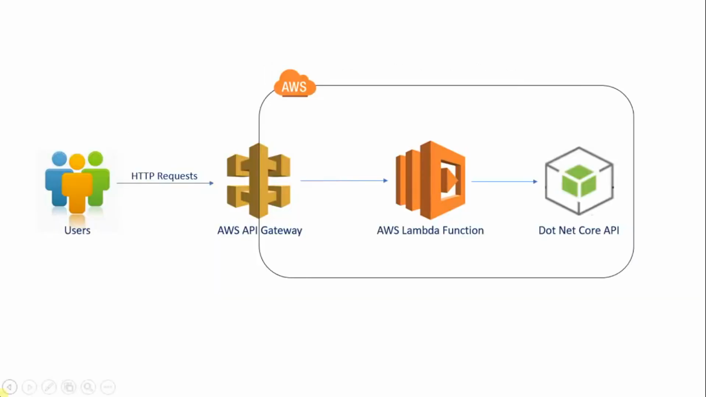So this is the architecture which we are going to achieve in this video. We are going to hit an HTTP request to an API Gateway, which will internally call the AWS Lambda function, and it will invoke the .NET Core API.